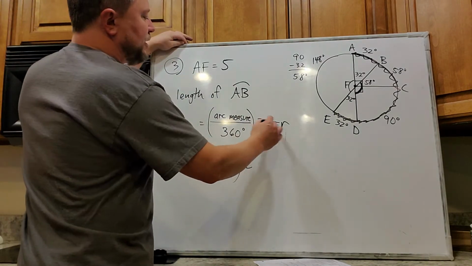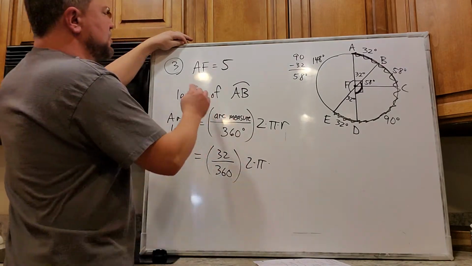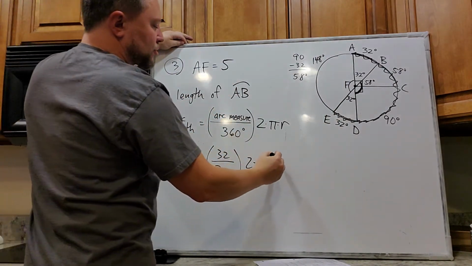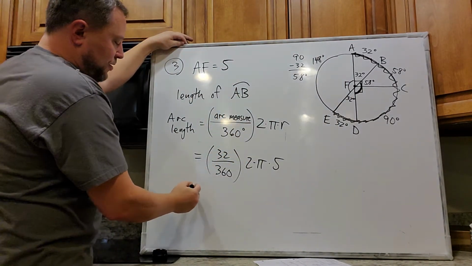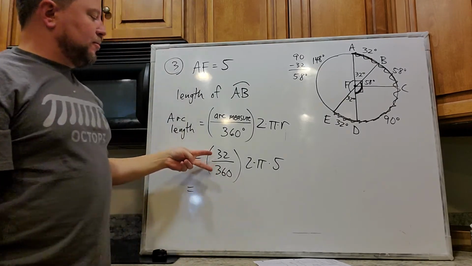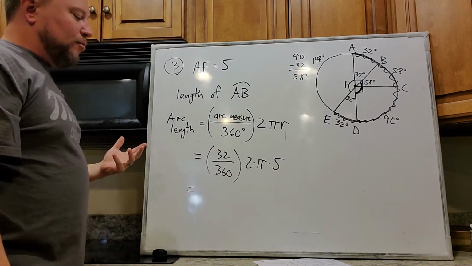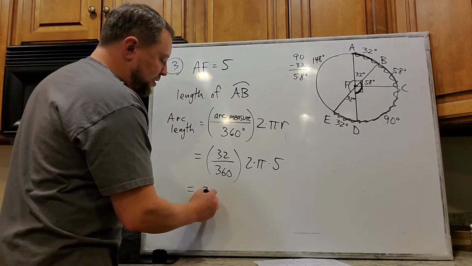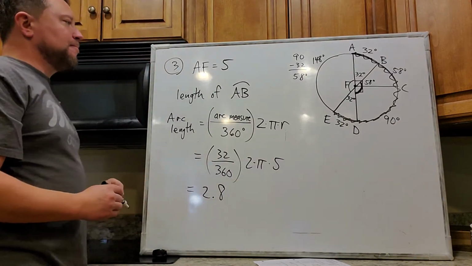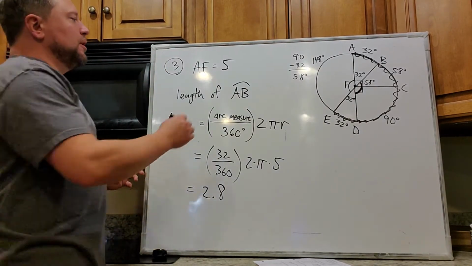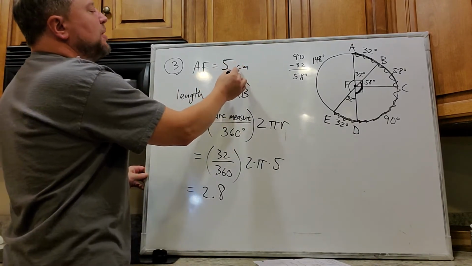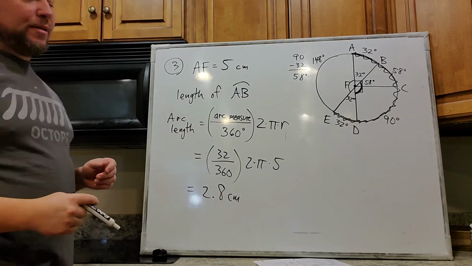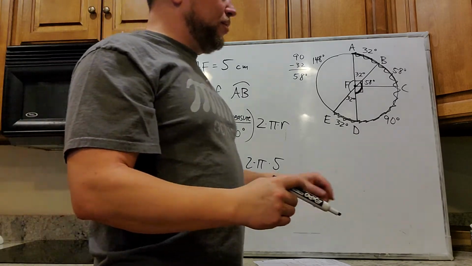All right, so let's finish filling this in now. 2 times pi times the radius. It was told in the problem AF, our radius, is 5. So we're going to put a 5 in there. Now you just let the calculator do the work. Divide these, multiply by all that. You can round your answer to the nearest tenth unless they specify otherwise. In this case, it rounds to 2.8. And if they had initially told us, for example, this was centimeters, which they did not, this would be centimeters as well. So that's problem number 3.